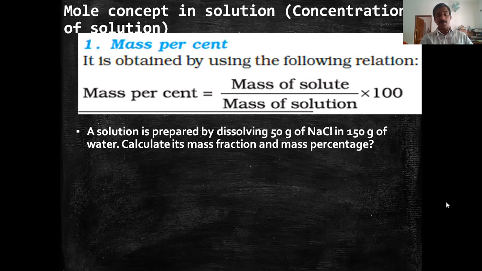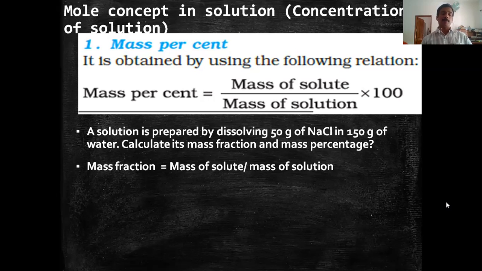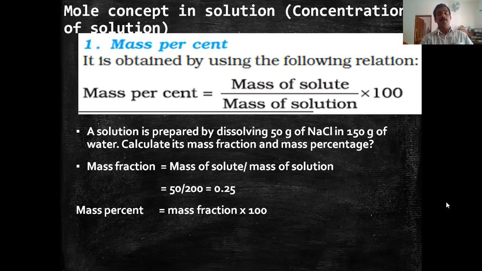Here we can first find out the mass fraction. Mass fraction is equal to mass of solute divided by mass of solution. What is mass of solute? 50 gram. Mass of solution is 50 plus 150, equal to 200. So it is 0.25. Now what is mass percent? Mass fraction into 100, 0.25 into 100, that is equal to 25. 25 is the answer.